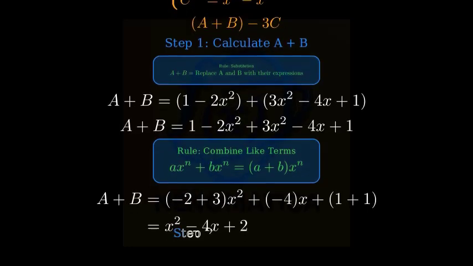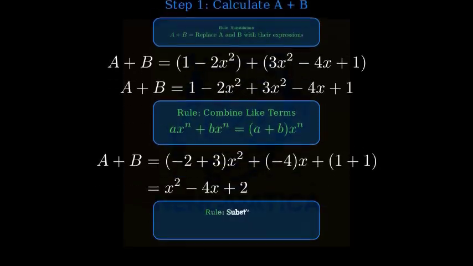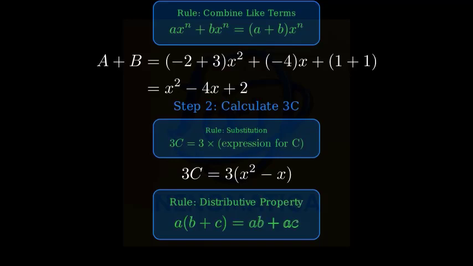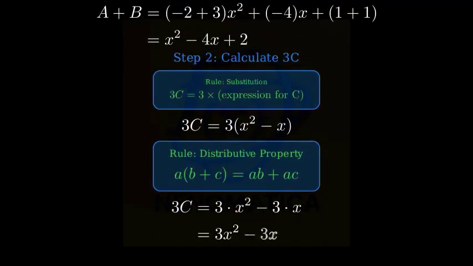Step 2, let's calculate 3c. We substitute c equals x squared minus x. Distributing the 3, we get 3 times x squared minus 3 times x, which equals 3x squared minus 3x.